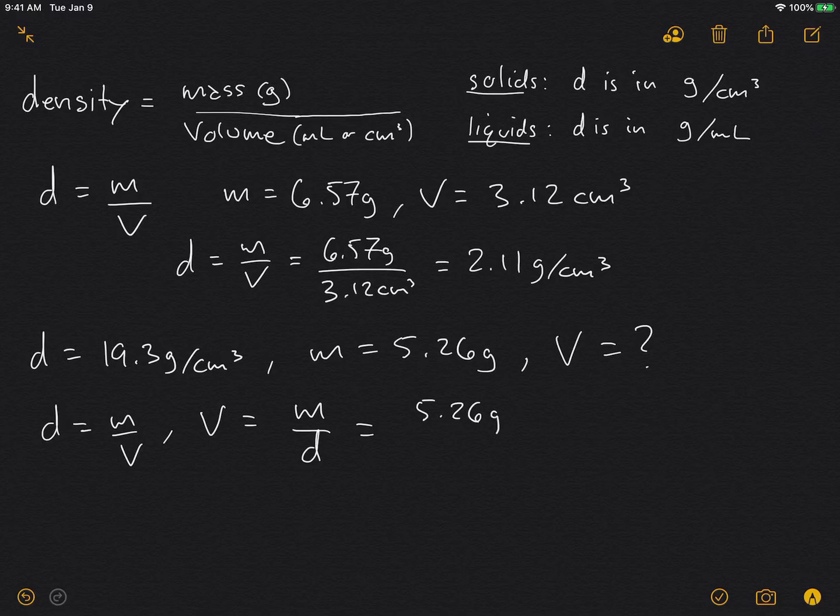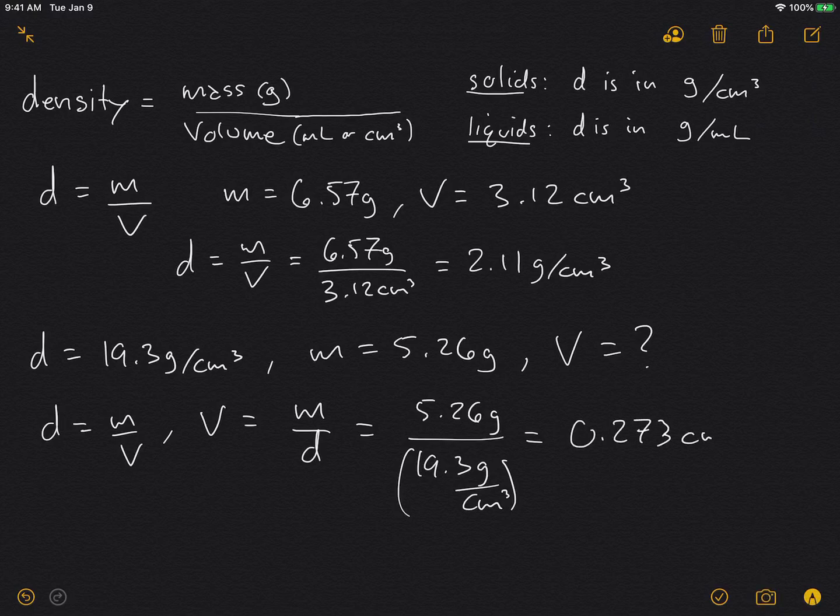So 5.26 grams divided by the density, 19.3 grams per cubic centimeter. Grams divided by grams per cubic centimeter, grams cancel out. You end up with units of cubic centimeters. So in this case, we get 0.273 cubic centimeters. Another version of this is if you're given the volume and the density, you may be asked to find the mass of a substance.